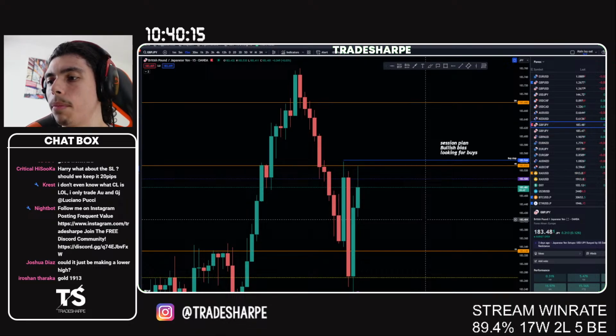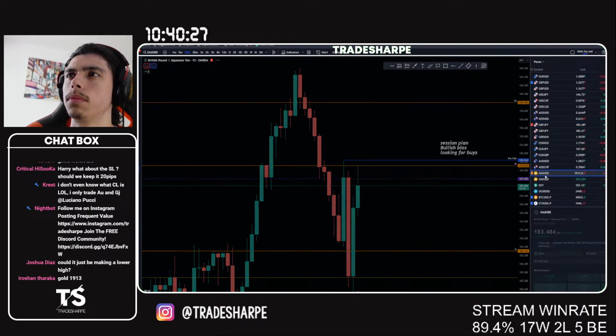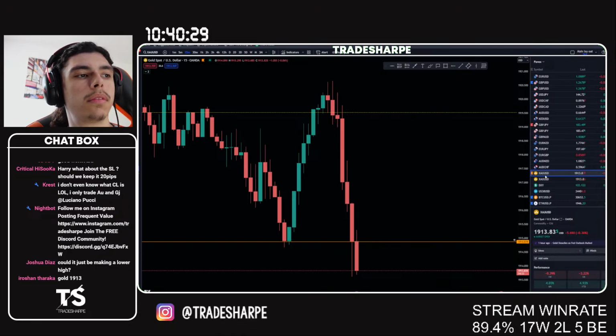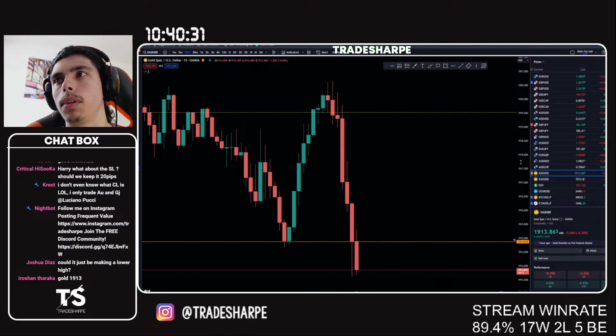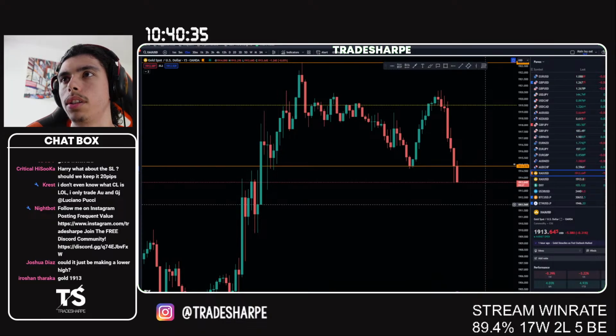Yeah, gold is pushing. My plan is not to trade gold till after 4th of July. But yeah, it is pushing below this zone. You do want to see it make resistance to continue down.